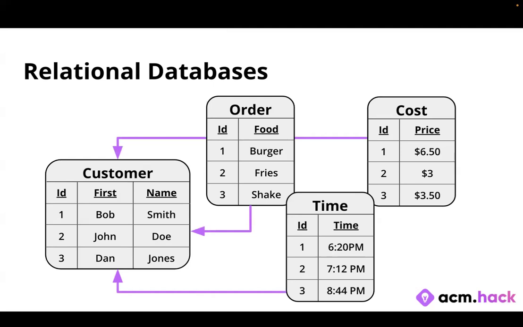Can anyone tell me, just using these related tables, what would be one order? Or specifically, what is the first order by Bob Smith? Can anyone tell what they ordered, what time it was, and how much it cost? Does anyone have an idea? Either, I don't know, some food.